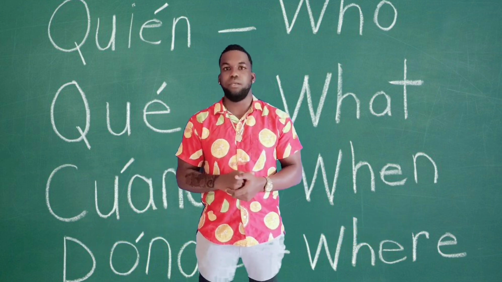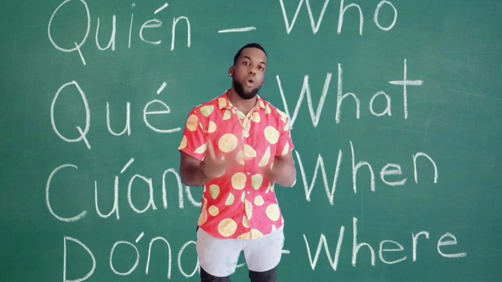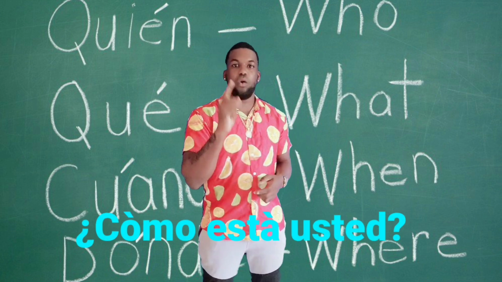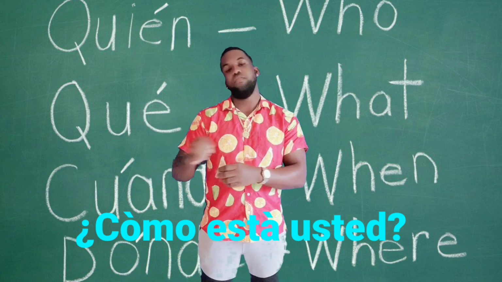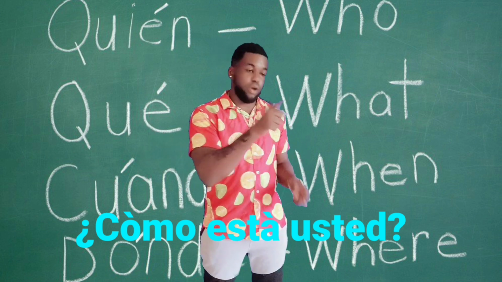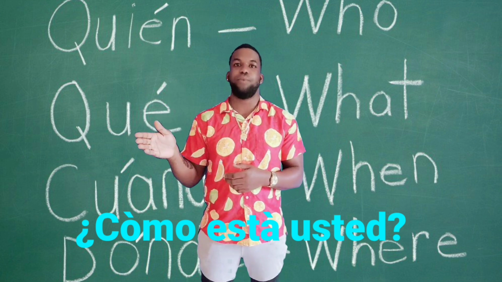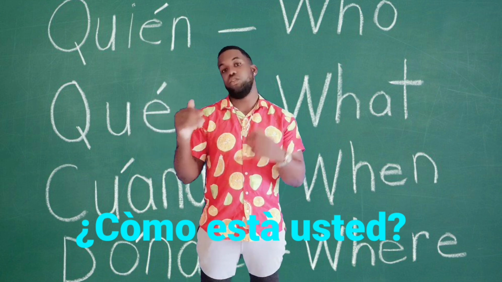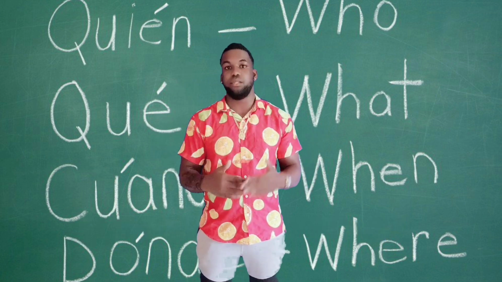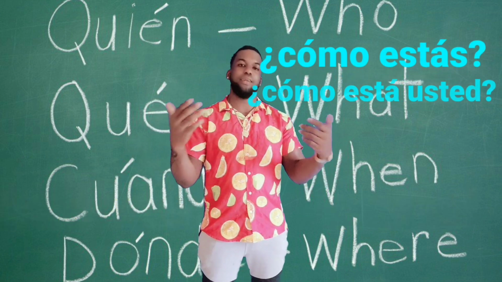How would we ask somebody who is older than us, somebody who has a high position in society, how are you? How would we say that? ¿Cómo está usted? ¿Cómo está usted? This is the formal way of saying how are you in Spanish. Remember again, the upside down question mark, the accent, and then the normal question mark at the end. So now you know how to say how are you in Spanish both ways, formal and informal. ¿Cómo estás? And ¿Cómo está usted?